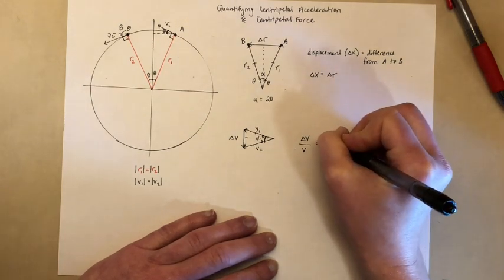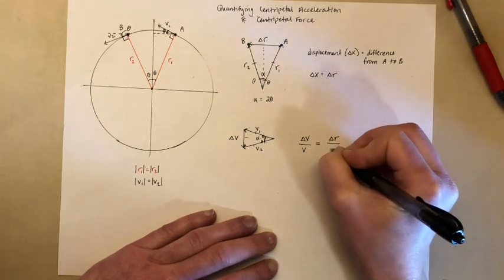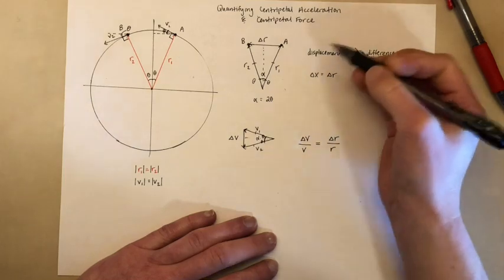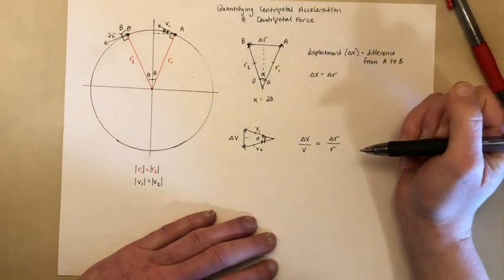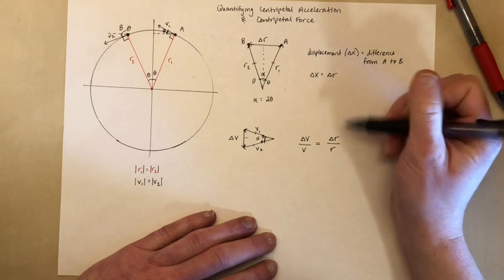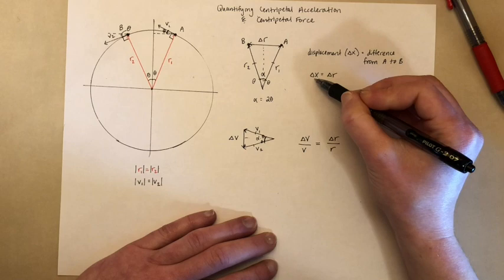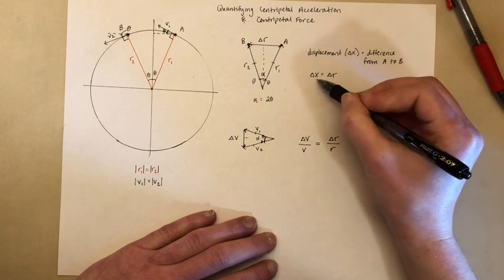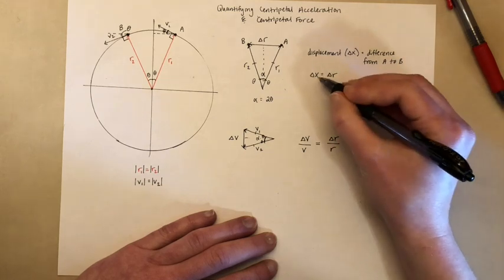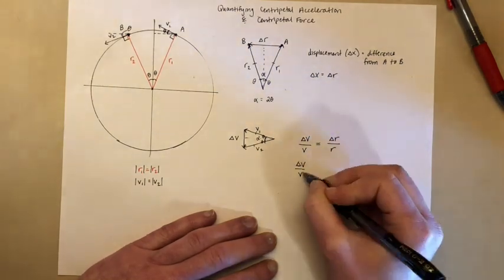So that means the short side is delta R over one of the long sides, doesn't matter which one we choose. Let's just call it R since they're congruent. Now, earlier up here, we recognized that delta R is really just the displacement, which we've used before as delta X. So I'm going to replace delta R here with delta X.